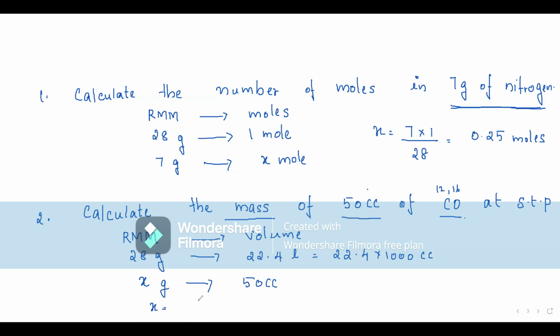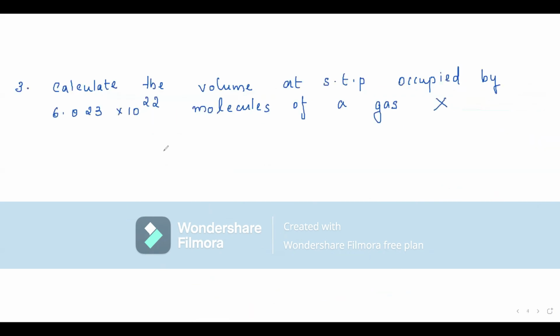X is equal to 28 into 50 divided by 22.4 into 1000. Solve it, and on solving the answer is 0.0625 gram. I hope this question is clear. Let's move on to the next one.